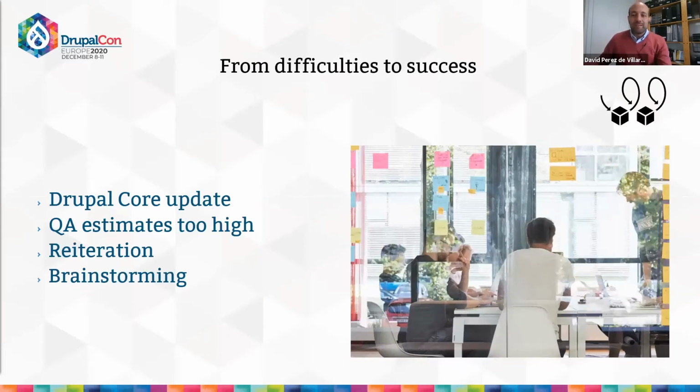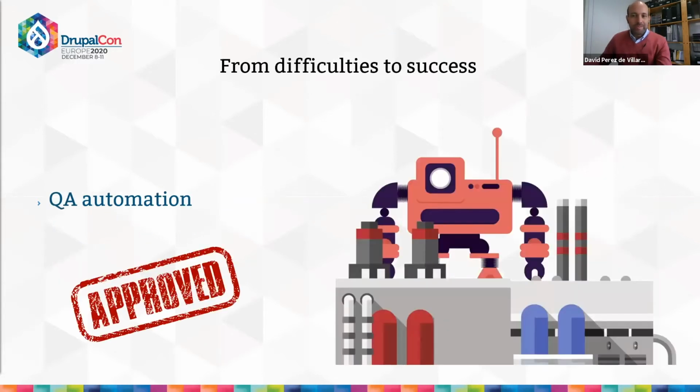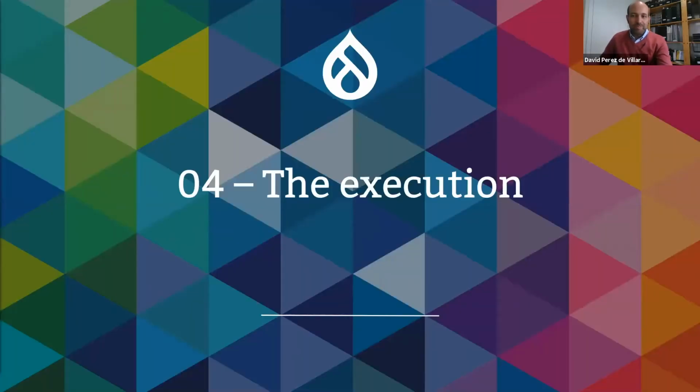After several reiteration cycles and brainstorming sessions, we agreed that the best way to continue, in order to reduce the QA effort and of course increase the test coverage, was to start thinking about how to automate the processes. So we got our QA automation approved. And then Bianca is going to explain the execution of the project.